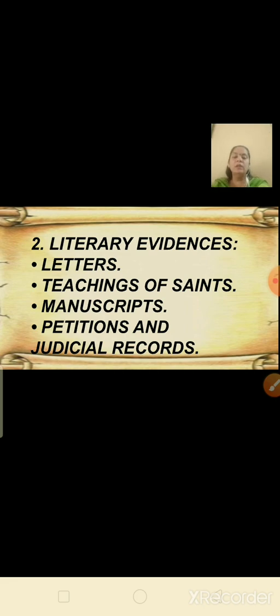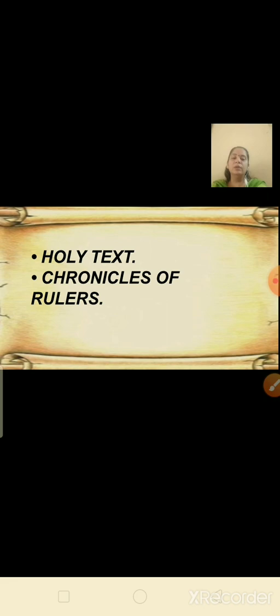Now let us see what the literary evidences were. Letters, teachings of saints, manuscripts, petitions and judicial orders or records, holy texts, chronicles of rulers. Historians use many available resources to study and analyze past events. Among these, the common sources are coins, inscriptions, architecture and textual records.